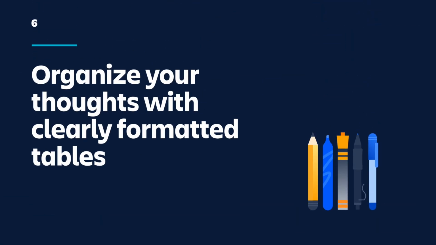So Confluence best practice number 6 is about clearly formatted tables. We all love making tables in Confluence. You know who you are. This message goes out to you.